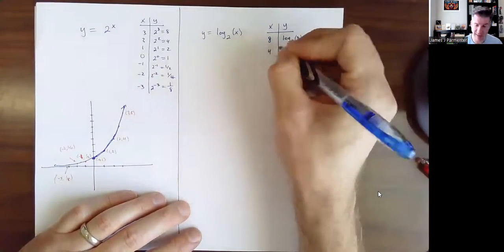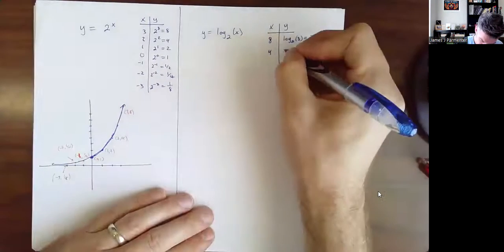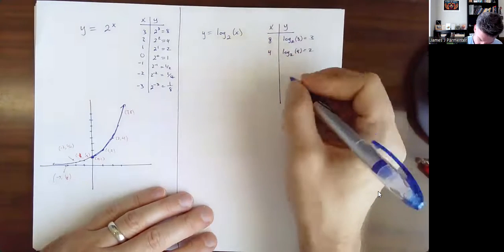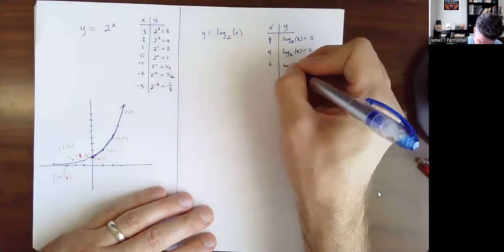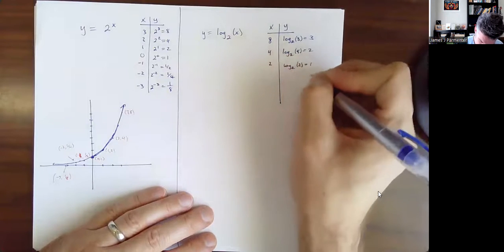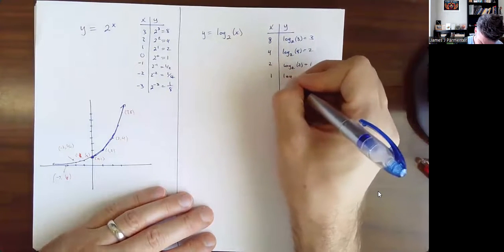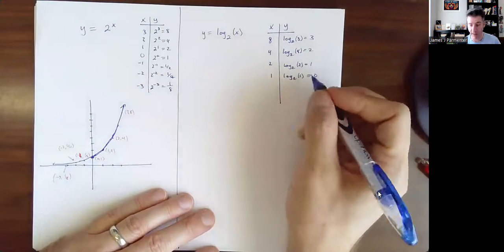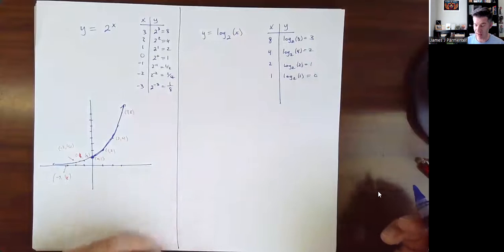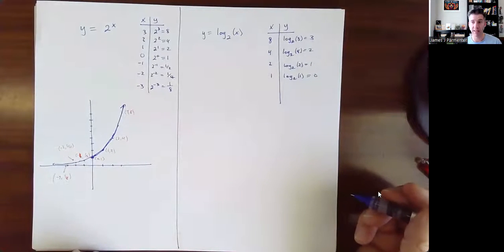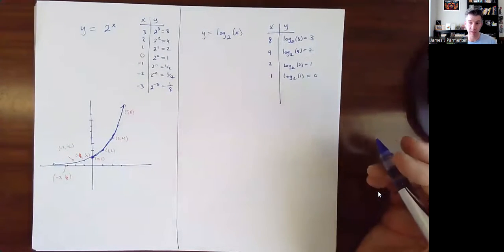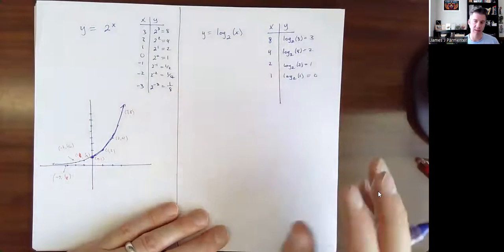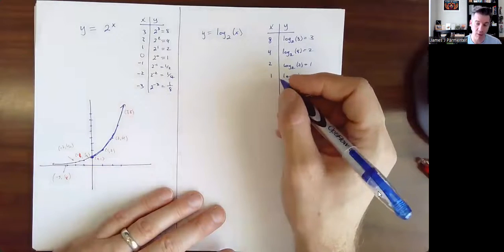If x is 4, log base 2 of 4 is 2. If x is 2, log base 2 of 2 is 1. If x is 1, log base 2 of 1 is 0, because 2 to the 0 equals 1. In fact, fun fact, which I'll write down on the next page in a minute: log base anything of 1 is always going to equal 0, as long as the base is valid. We'll talk about the restrictions on the bases in a minute, just like before.